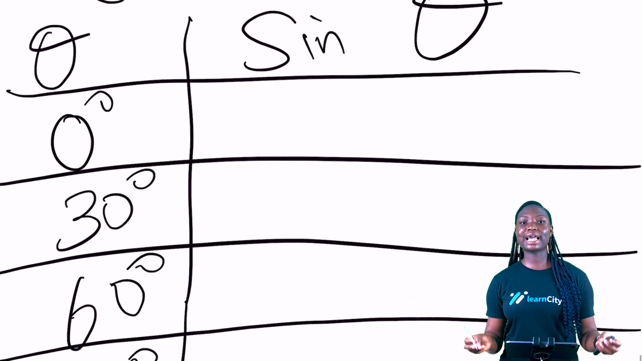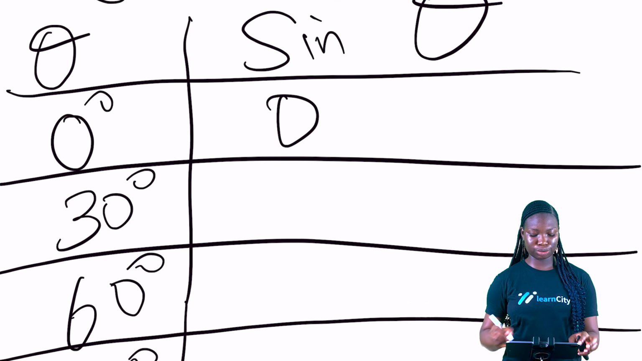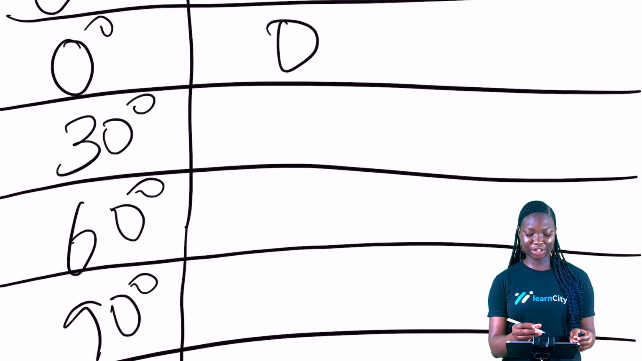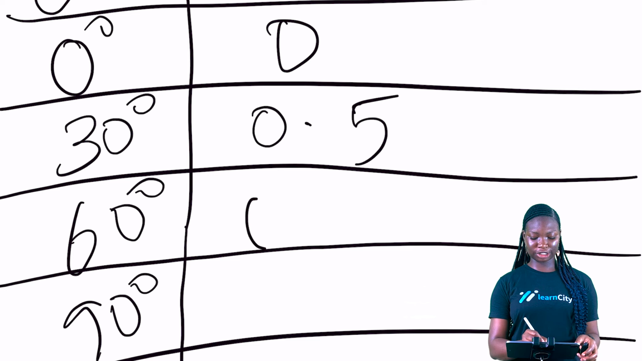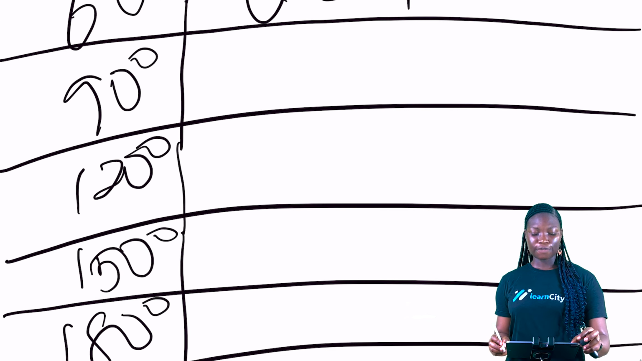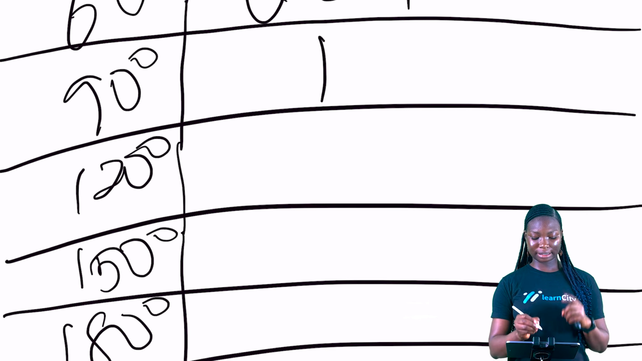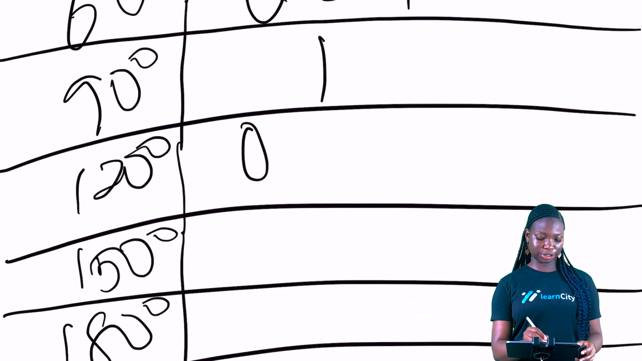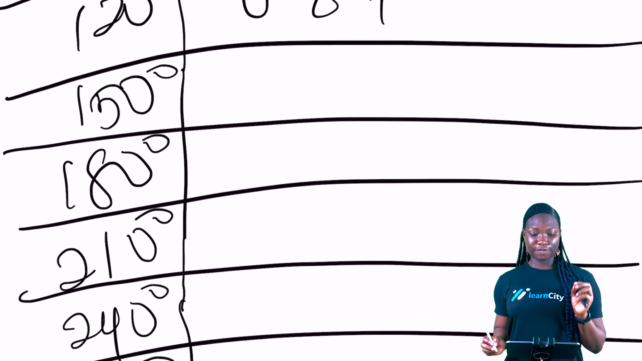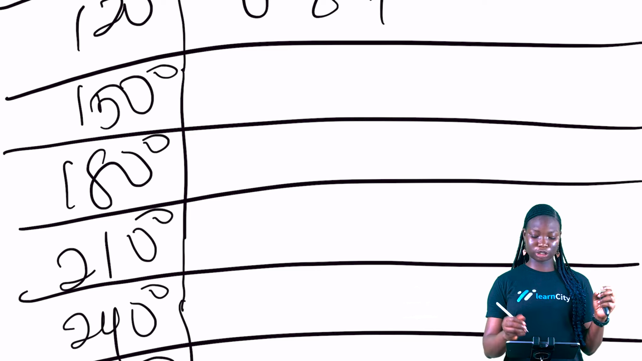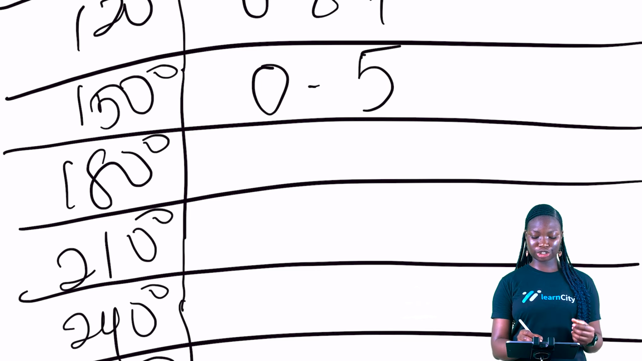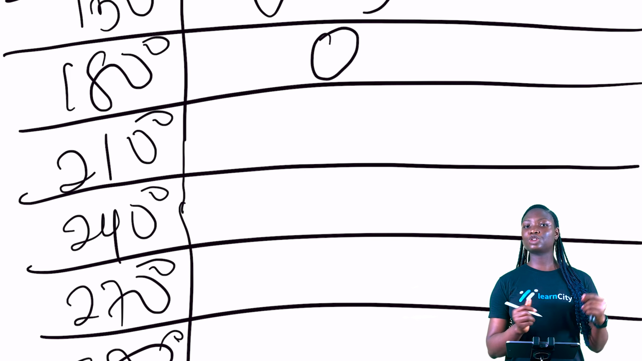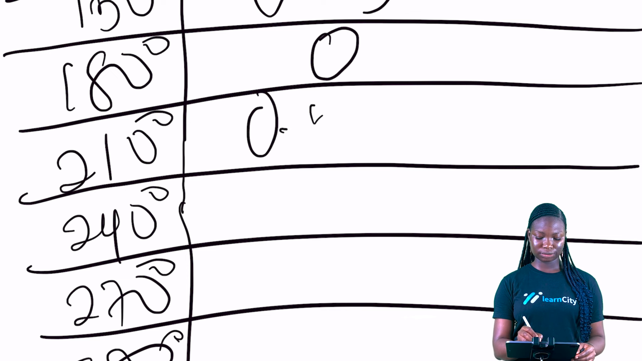For sine 0 degrees, we have 0. For sine 30 degrees, we have 0.5. For sine 60 degrees, we have 0.87. For sine 90 degrees, we have 1. For sine 120, we have 0.87. For sine 150, we have 0.5. For sine 180, we have 0. For sine 210 degrees, we have minus 0.50.